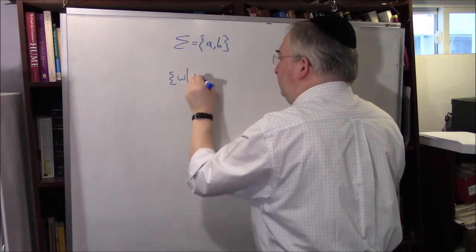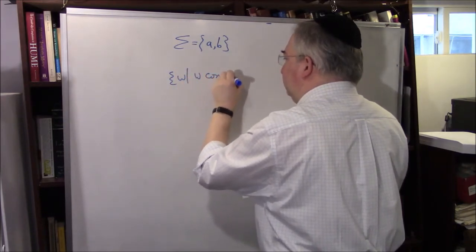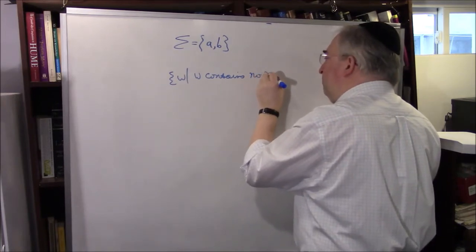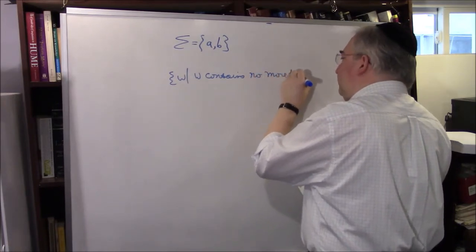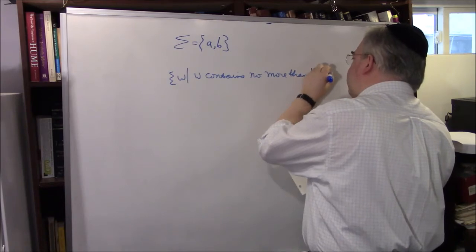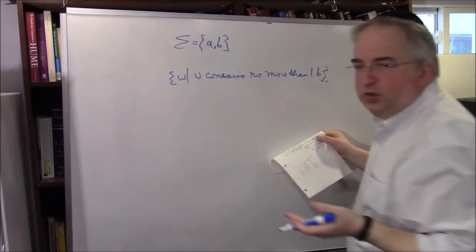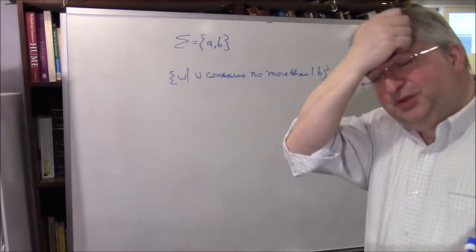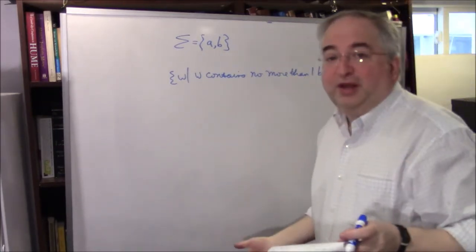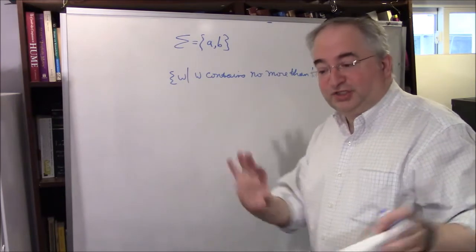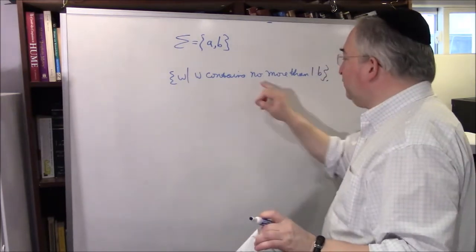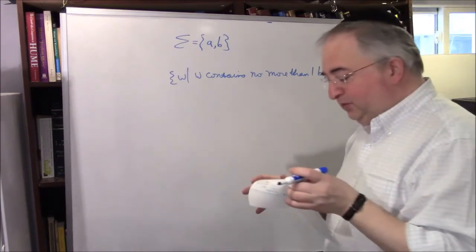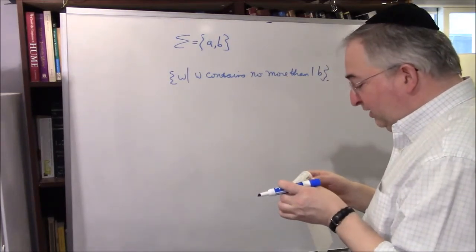W, such that W contains no more than 1 B. Okay, we saw something like this. Just use different language, but we saw something like this. Let me restate it in English. This is an equivalence in English: W contains at most 1 B. So we know how to do at most 1 B, but the point is it's 0 B's or 1 B.